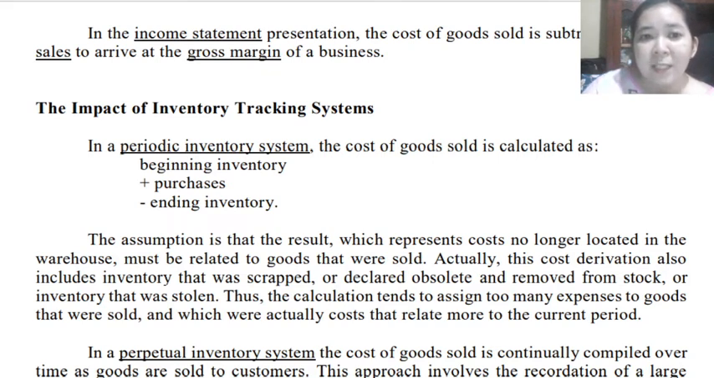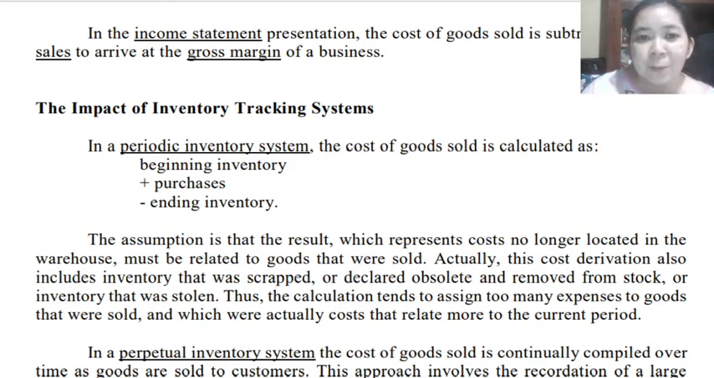The assumption is that the result, which represents cost no longer located in the warehouse, must be related to the cost that was sold. That's why this is what they are using. Meaning what is not there in the warehouse, those are the inventory that are sold, and what is left is their ending inventory.